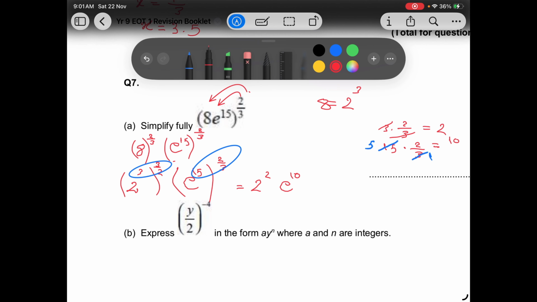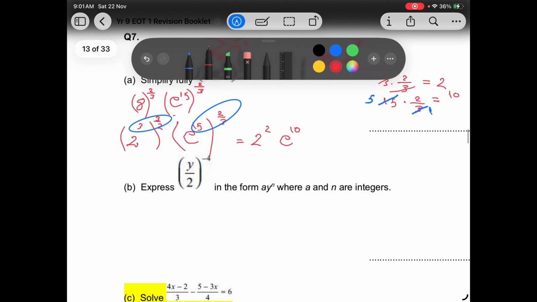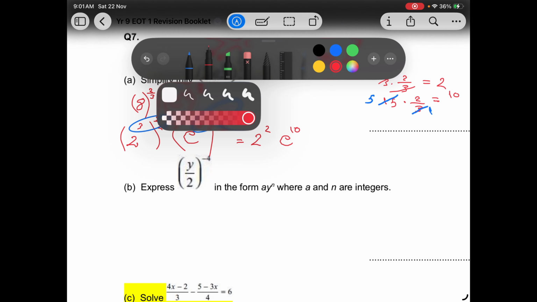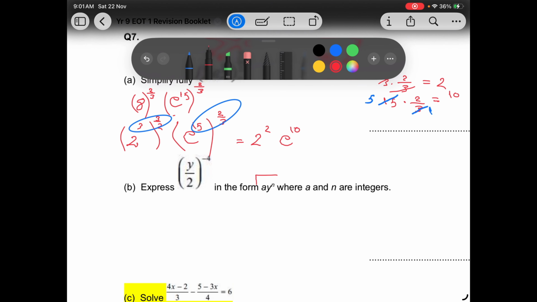Here students, express this y over 2 to the power of minus 4 in the form of a y to the n. This is really super important to focus on. So this is what I follow. This is like the clue I have in this problem.